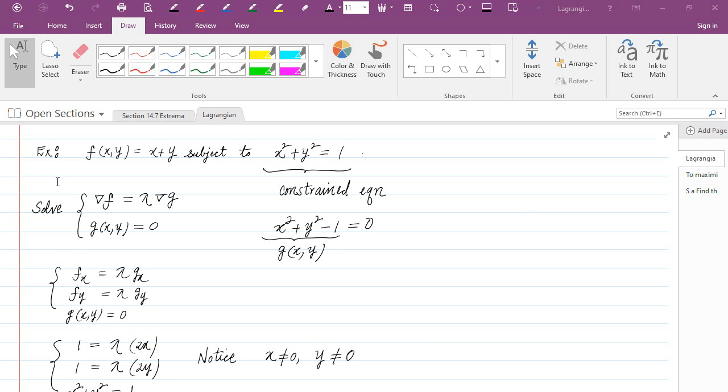All right, so let's find the extreme values of f(x,y) = x + y, subject to the constraint equation x squared plus y squared is equal to 1.